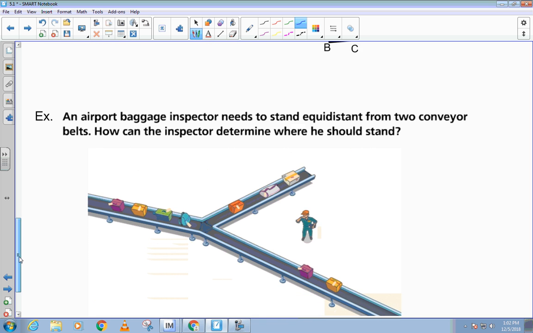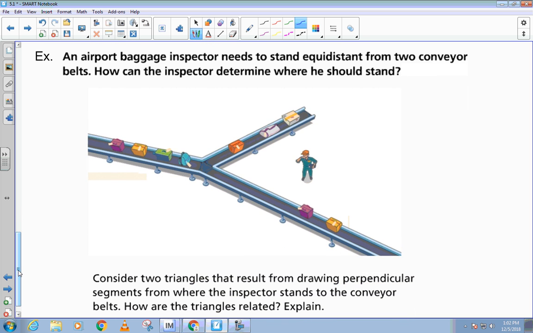An airport baggage inspector needs to stand equidistant from two conveyor belts. How can the inspector determine where he should stand? Okay, so here's a conveyor belt in the airport. This is the inspector. He wants to be the same distance at all times from both of the belts. Okay, so we want this distance here to be the same as this distance here. We want that to be the same. Okay, so how can he determine where to stand?